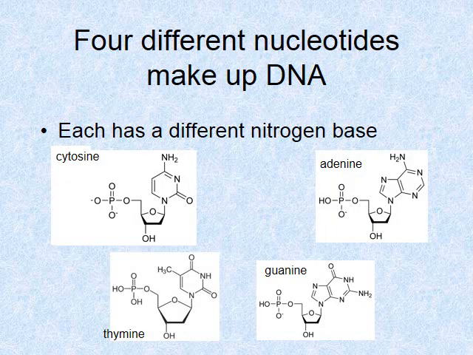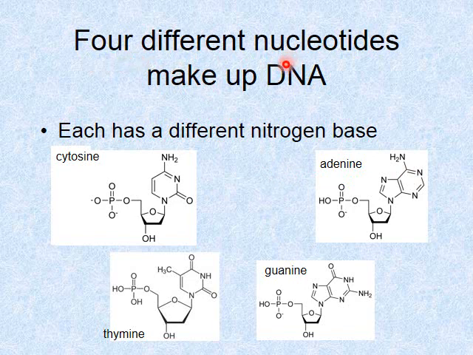The 4 different types of nucleotides that make up DNA are cytosine, adenine, thymine, and guanine. Now, what makes them different is the nitrogenous base that is attached to it. These are what makes these nucleotides different. The sugars are all the same, the deoxyribose. The phosphate groups are all the same, even though this one slightly looks different. These are all the same. It is the nitrogenous base that makes them different.